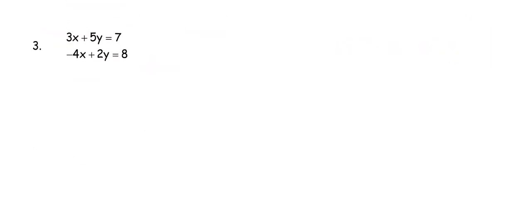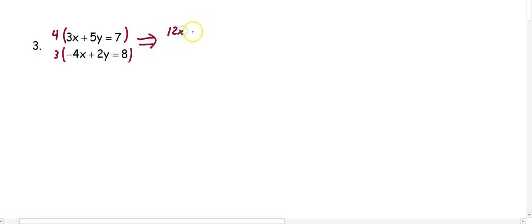Number 3, I have 3x plus 5y equals 7 and -4x plus 2y equals 8. So I can eliminate either variable. I notice that x has opposite signs already, so that's helpful. And I know that 3 and 4 both multiply to 12. So I'm going to multiply the first equation by 4 and the second equation by 3. So I can either get to 12 or -12 in front of x. So the first equation, I get 12x plus 20y equals 28. And in the second equation, -12x plus 6y equals 24.